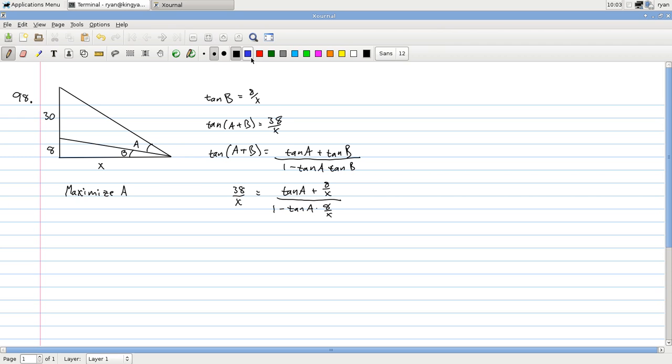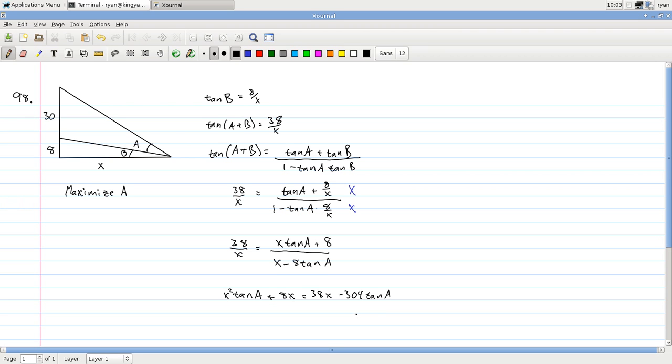Now let's get rid of this compound fraction by multiplying both numerator and denominator by x. We distribute this through, and on the right-hand side of the equation we've got x tangent A plus 8 divided by x minus 8 tangent A. Let's cross multiply to get rid of fractions. This gives us x squared tangent A plus 8x equals 38x minus 304 tangent A.